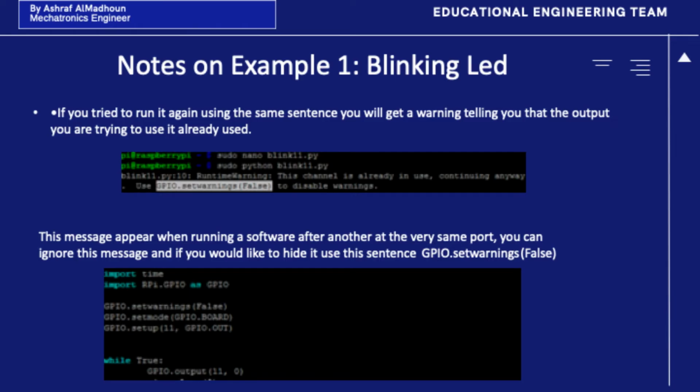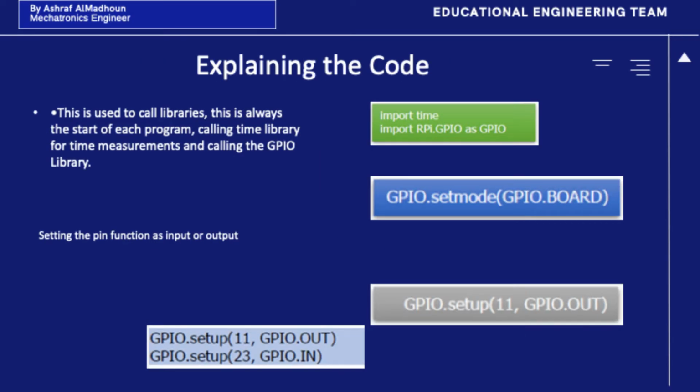Type GPIO.setwarnings, open and close parentheses, False. Now this will hide the warning. Now this is used to call libraries. This is always the start of each program, calling the time library for time measurements and calling the GPIO library. Now setting the pin function as input or output here.